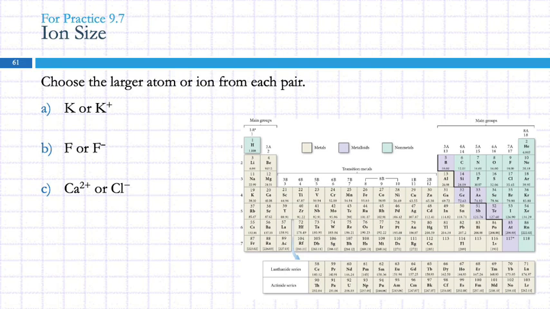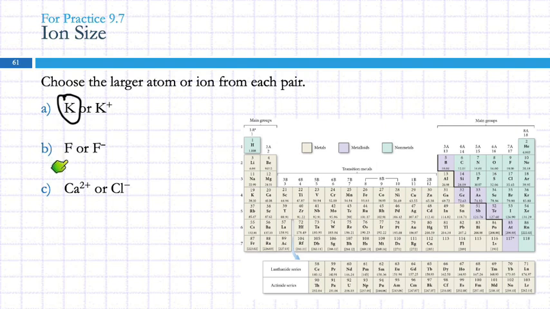So here it's asking us to choose the larger atom or ion from each pair. The first two, we don't even need to look at a periodic table. Here we've got an atom and the cation. How did it become a cation? Did it gain or lose electrons? It lost electrons, which would make it smaller, right? So then potassium is bigger.